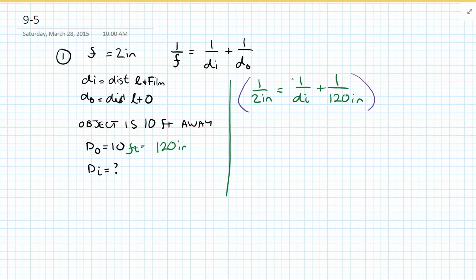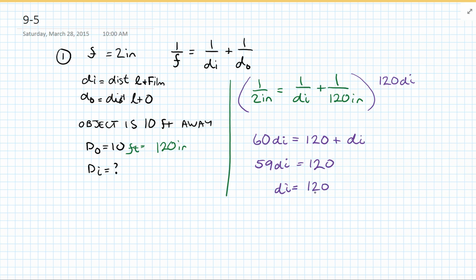All right, so all we've got to do now is find our LCD. If we multiply everything by 120 DI, we'll be able to figure this out. So the first term becomes 60 DI equals 120 plus DI. Subtract DI from each side, so we get 59 DI equals 120. So DI is just going to be 120 over 59 inches.